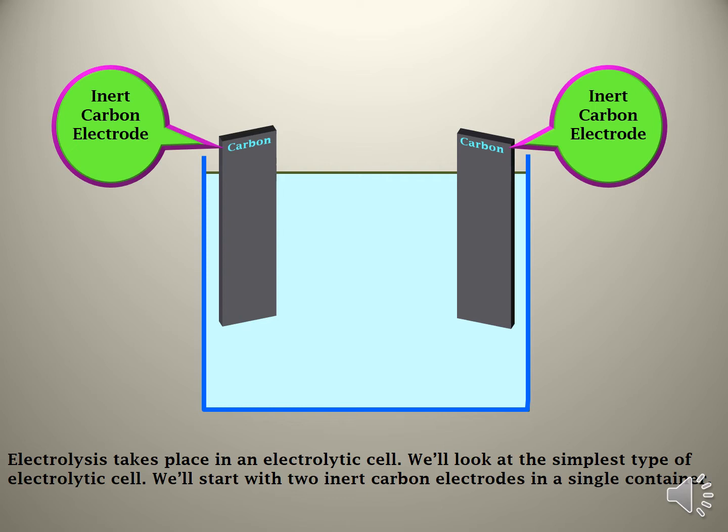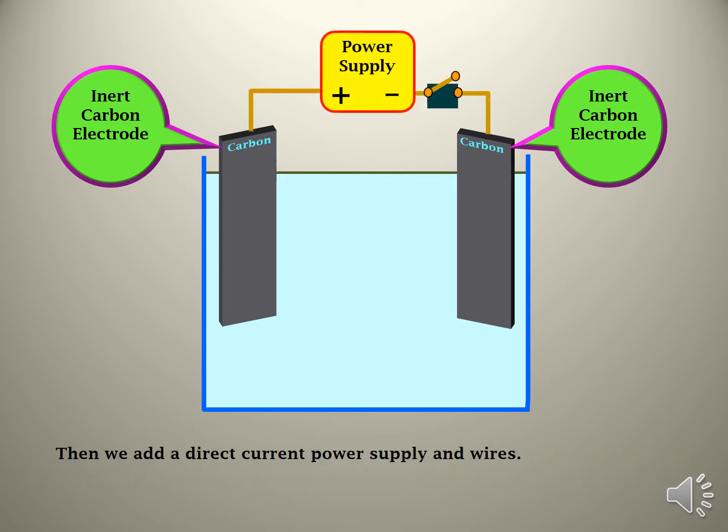Electrolysis takes place in an electrolytic cell, and we will look at the simplest type of electrolytic cell here. We will start with two inert carbon electrodes. Inert means unreactive, in a single container. And then we add a direct current power supply and wires.